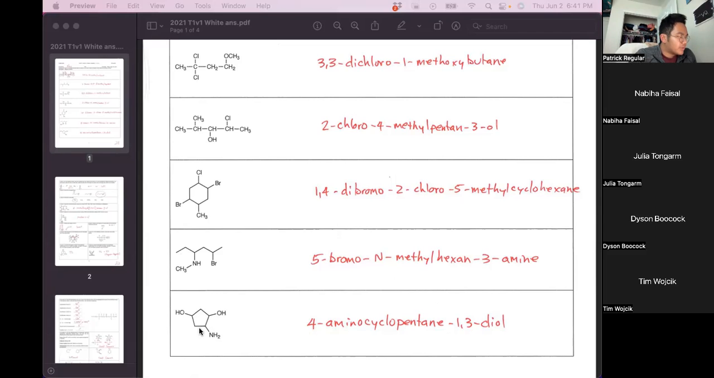And you wouldn't want to go this way from this O just in general, because if we went this way from that O, it would be a 1, 4 diol, which is breaking the rules because we need the diol to be a 1, 3, the lowest possible numbers, because it's a priority group.